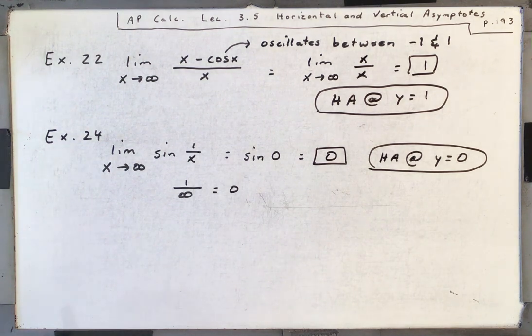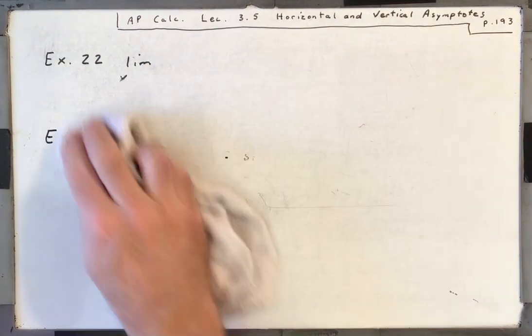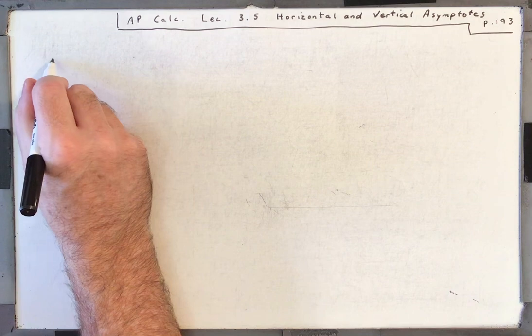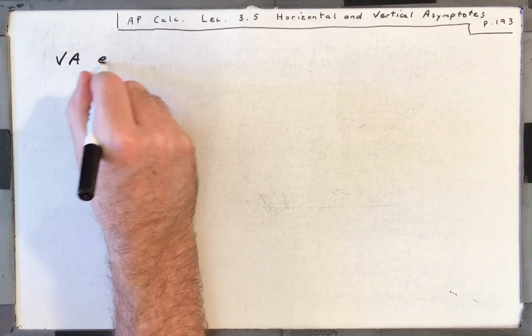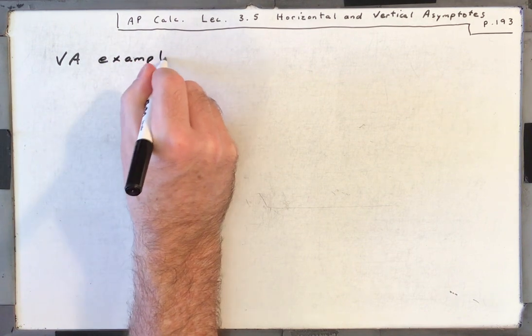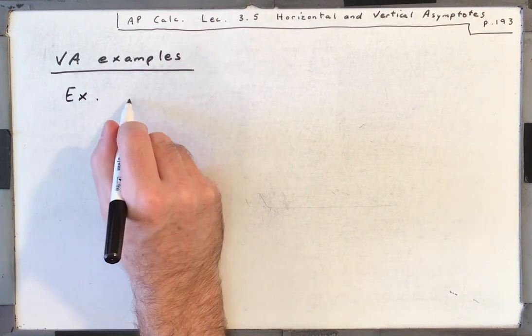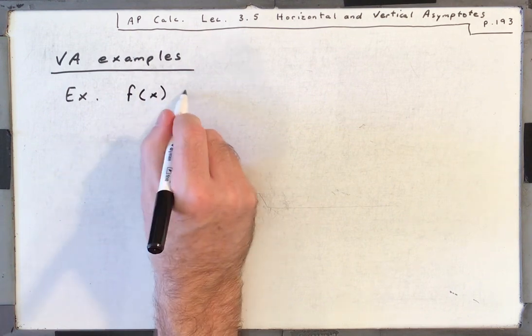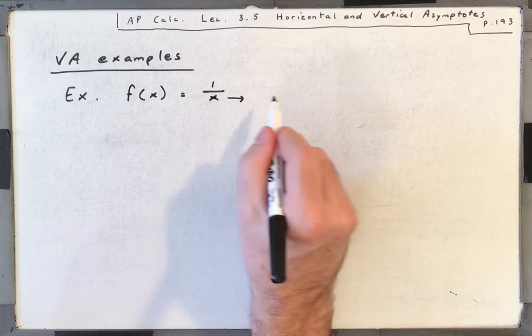All right, so that is probably more horizontal asymptote examples than you needed. Even though you've done this before, let's just remind you how to do a vertical asymptote. All right, let's do our first example. In fact, let's title this VA examples. So we want to find the vertical asymptote on these. Our first one is f of x, so you don't take the limit here, equals 1 over x. So it's all about the denominator.